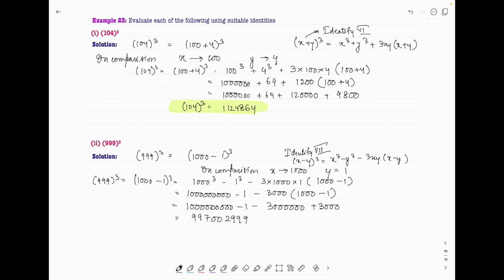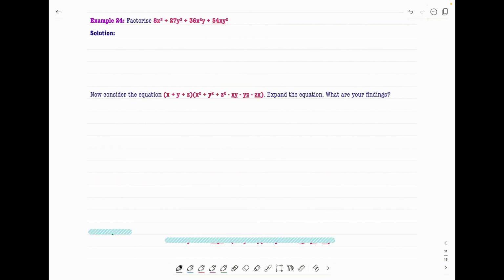On solving, you will get 997002999. So for 999 cube, we are going to get the result as 997002999. The 3000 will get added and this whole thing will get subtracted. Got my point? So this is how you solve these cubic numbers if you want to find 104 cube and 999 cube.